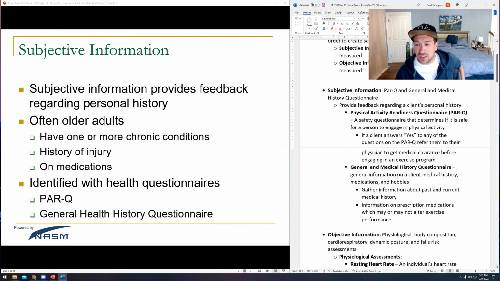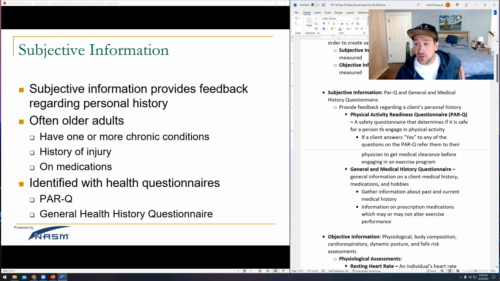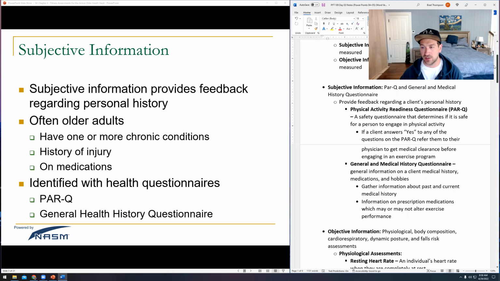So with our subjective stuff, we're usually going to use two major questionnaires in order to gather that information. The first one is what's called the PAR-Q. That's your Physical Activity Readiness Questionnaire. You should be doing the PAR-Q with every single client. Now, it's not necessarily a waiver. You definitely want to make sure that you have your clients fill out whatever waivers you have at your gym.